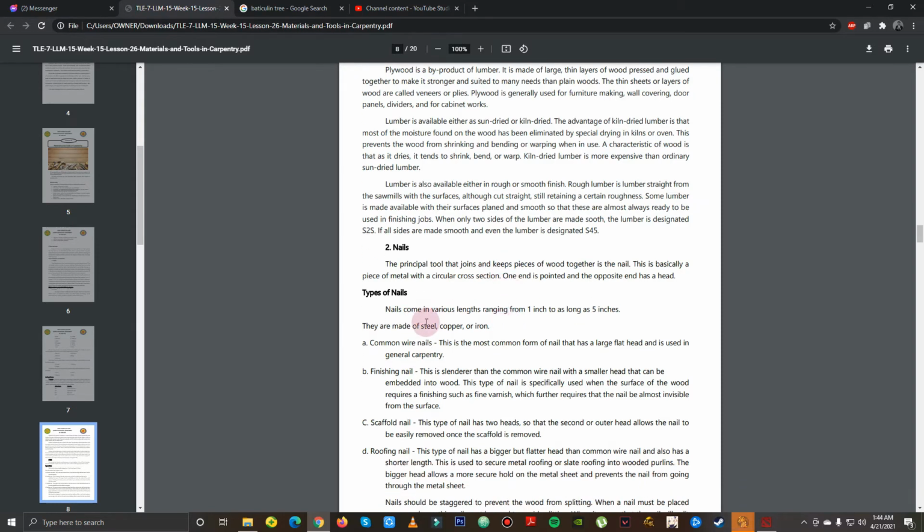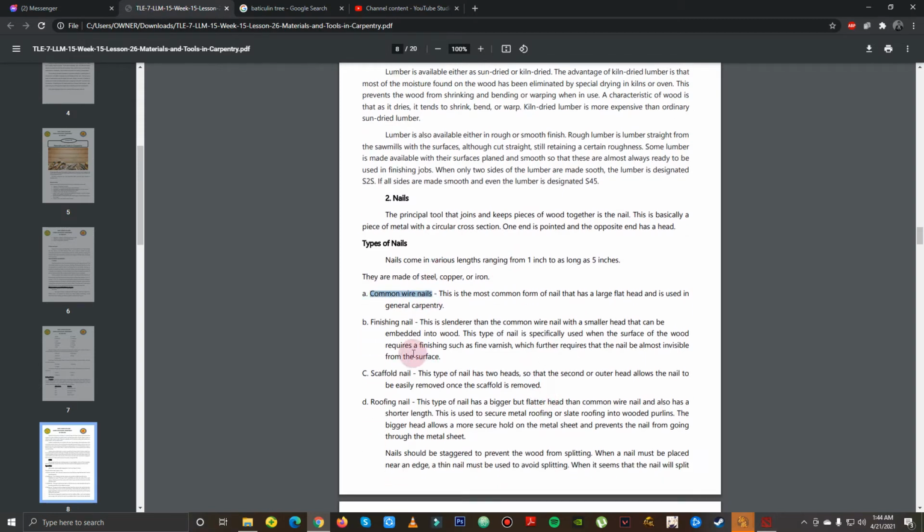Okay, types of nails. First is the common wire nail. Second is the finishing nail. Third is scaffold nail, and D is for roofing nail. Okay, common wire nail is the most common form of nail that has a large flat head and is used for general carpentry. Common wire nails is the most commonly used. Bisag asa niya, bisag kung saan niya gamit. Okay. B is the finishing nail. This is more slender than a common wire nail with a smaller head that can be embedded into wood.